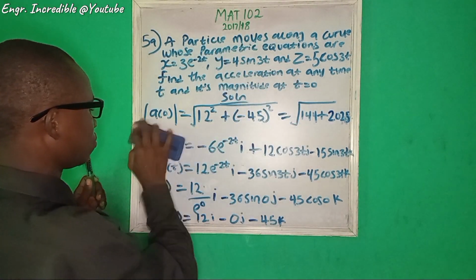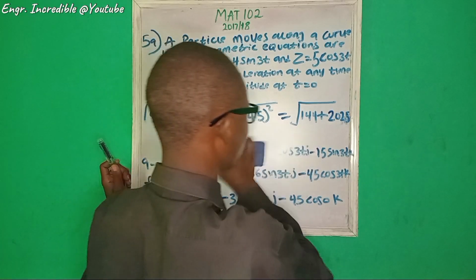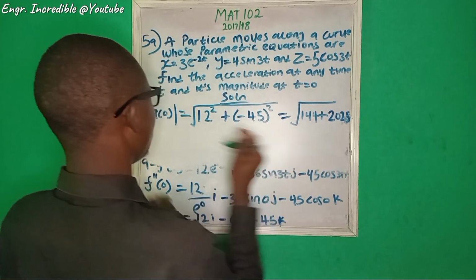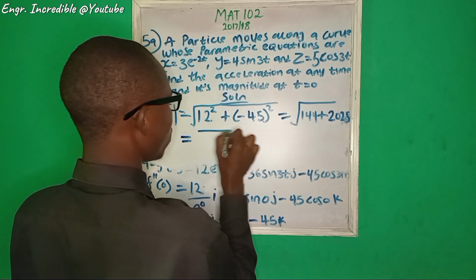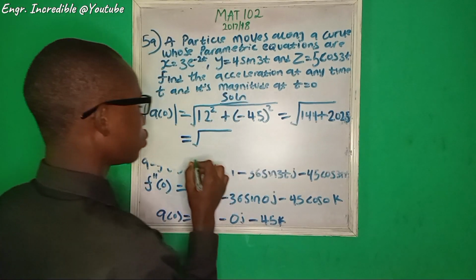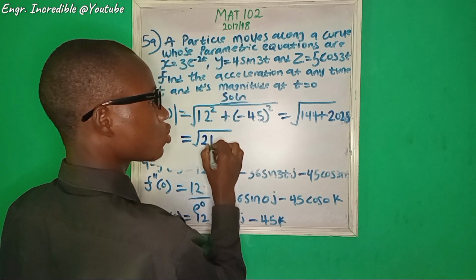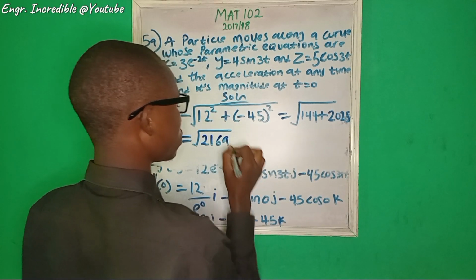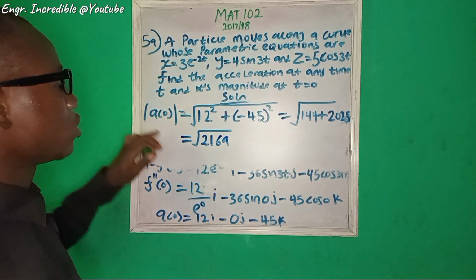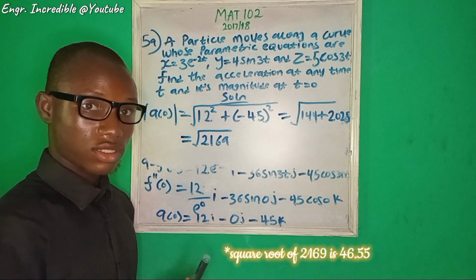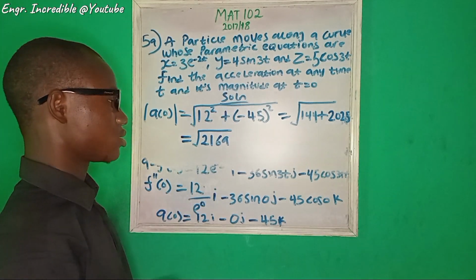Let me get a little bit more space. So this will be equal to the square root of 144 plus 2025. That is equal to 2169. So therefore, the magnitude of A at 0 is equal to the square root of 2169, whatever the square root of 2169 is.